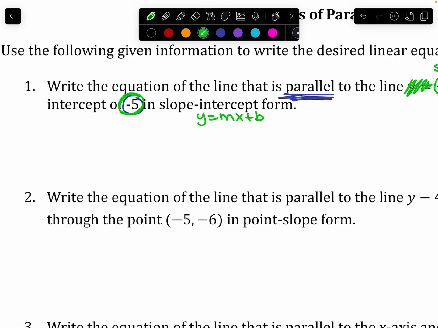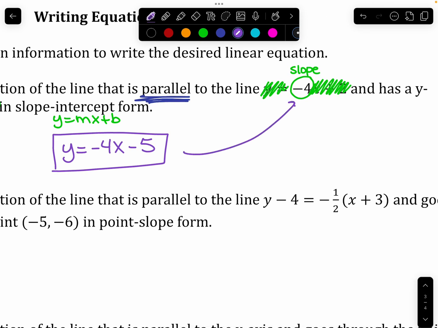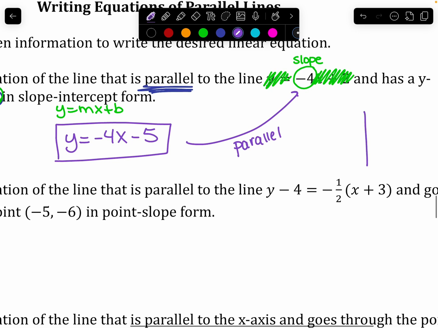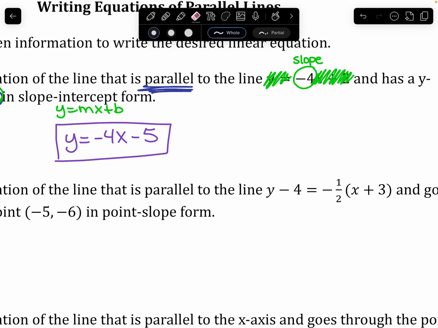Well, in slope-intercept form, you need your slope and your y-intercept. So I actually have enough information. My equation will be y equals negative 4x minus 5. So this line and this line are parallel lines, okay? If I were to draw them on a graph, this would be negative 5, this would be positive 2, so my lines would look like this. That's my original line, and that is my new line. They are parallel, they just have different y-intercepts, okay? So if you're given an equation, grab what you need from it and then scratch out the rest.